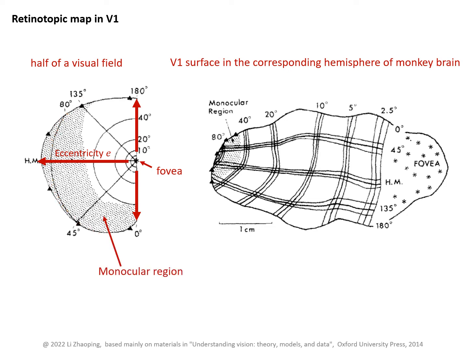This shaded region can only be seen in one eye, so this is a monocular visual field region. And this is the azimuth of the visual field going from 0 towards 180 degrees.